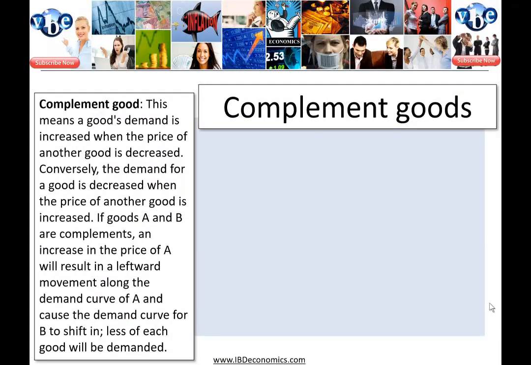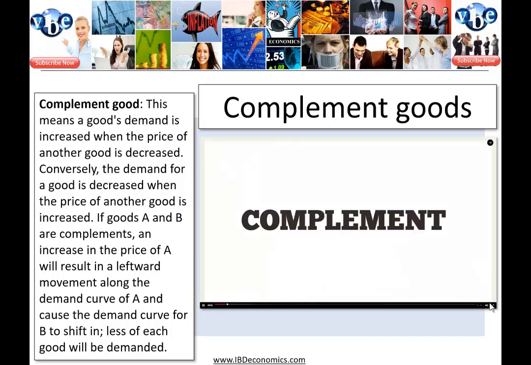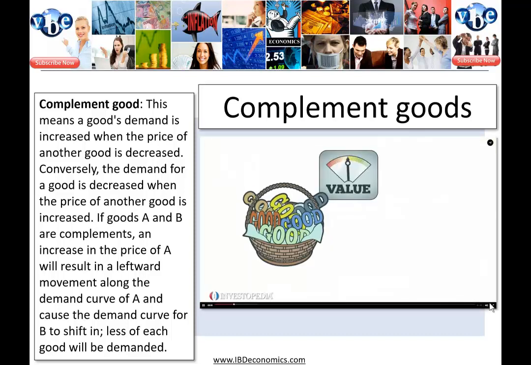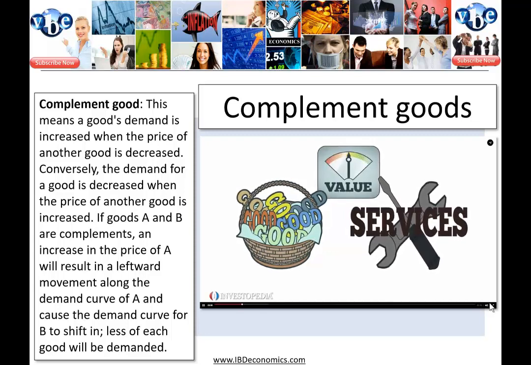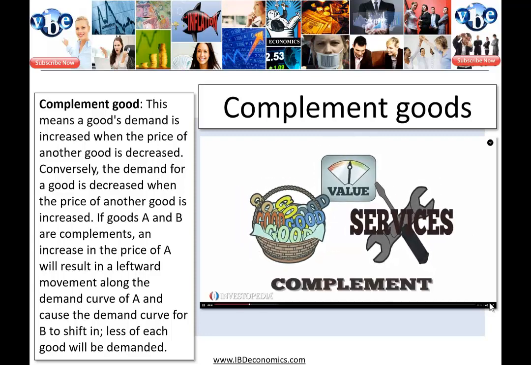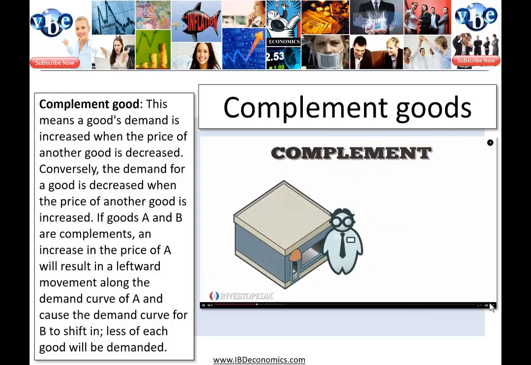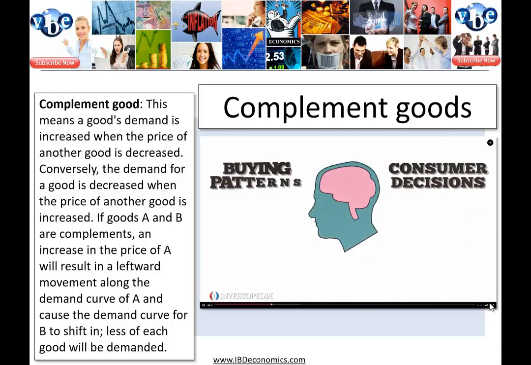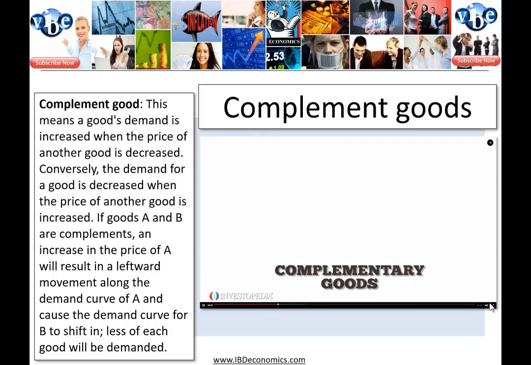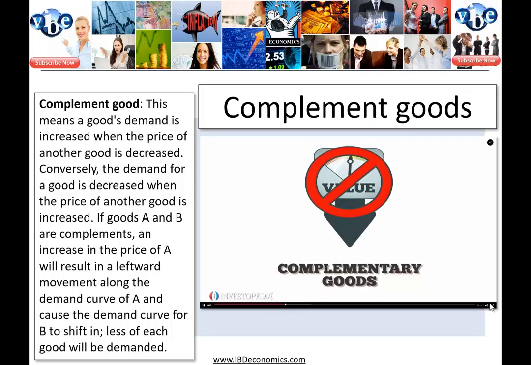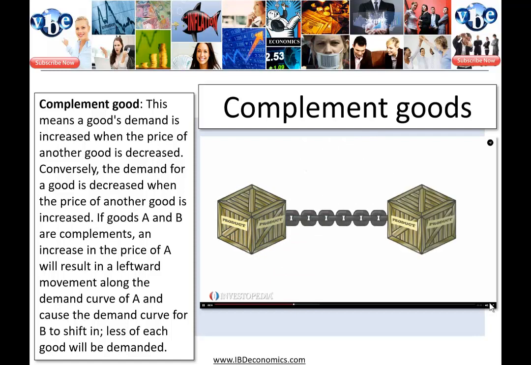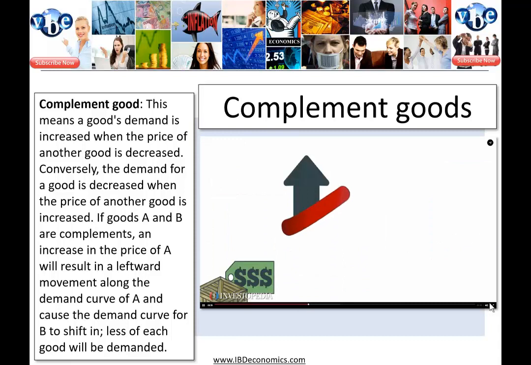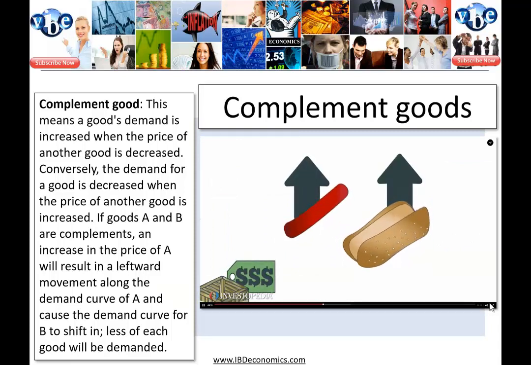Complement goods, quick definition, quick video explainer. A good or service that's used in conjunction with another good or service is a complement. Companies and economists study complementary goods to understand consumer decisions and buying patterns. Complementary goods have little to no value when they're consumed alone, but when combined with another good or service, both benefit through added value. The demand and price of one product can drive demand for another product if they're complements.